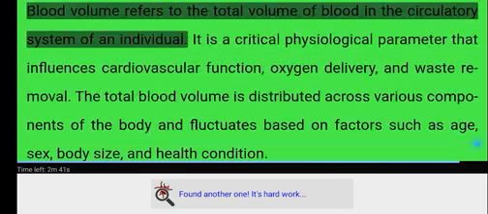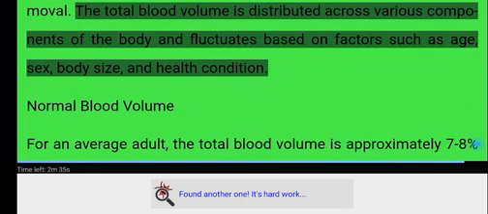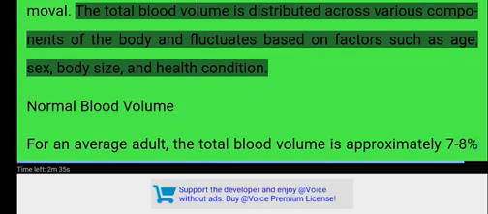Blood volume refers to the total volume of blood in the circulatory system of an individual. It is a critical physiological parameter that influences cardiovascular function, oxygen delivery, and waste removal. The total blood volume is distributed across various components of the body and fluctuates based on factors such as age, sex, body size, and health condition.